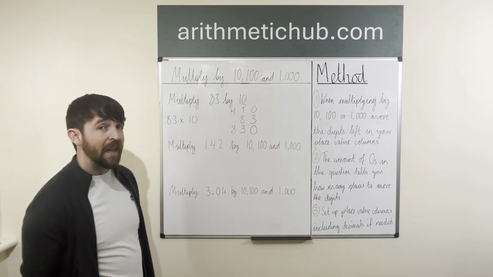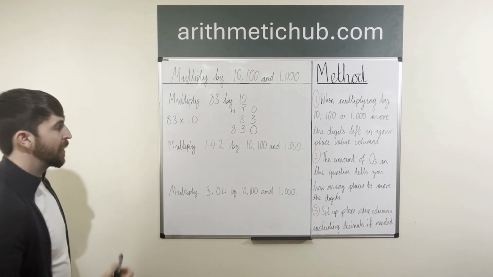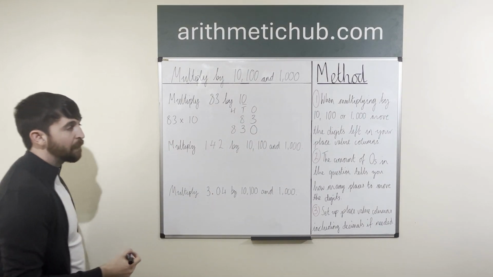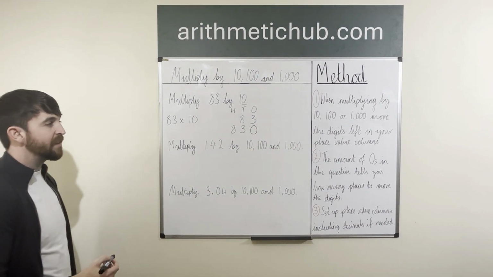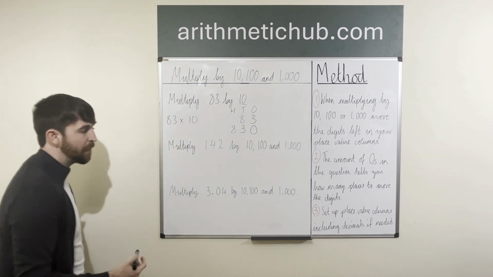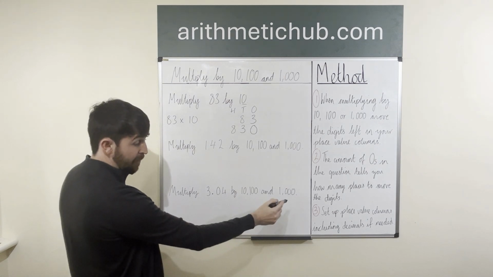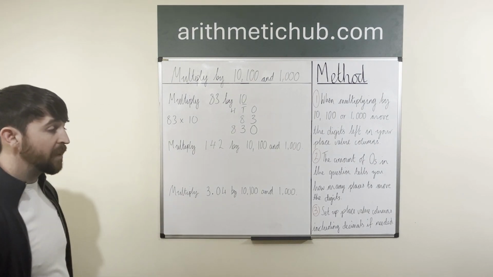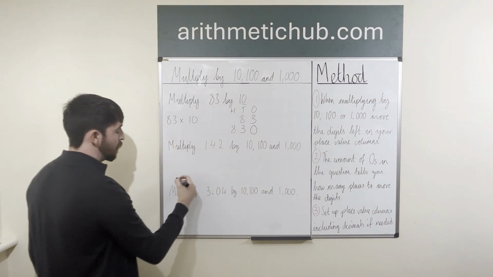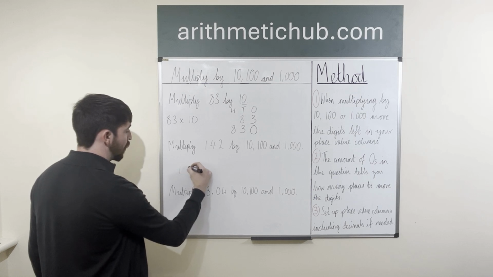Now, the board might get a little bit busy here, so we might have to cut and do a little bit of things like that, but let's just have a look at it for now and see how we get on. So, following the same method, when multiplying by 10, 100 or 1000, move the digits left in your place value columns. The amount of zeros in the question tells you how many places to move the digits. And then the third thing, set up place value columns, including decimals if needed. So I'm actually going to do that first. So I've got 142. I'm going to write 142 over here like this, 142.